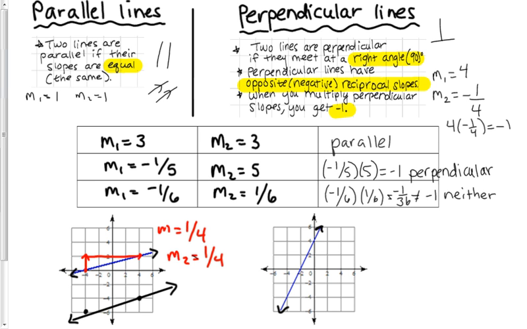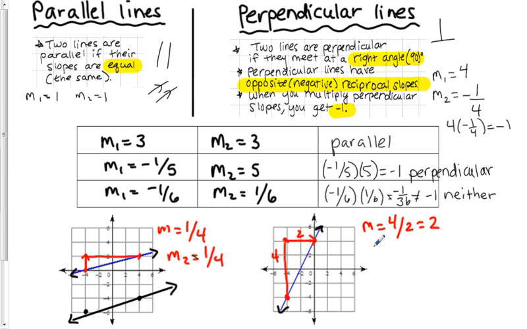Let's look at the next graph. I'm going to find my slope. It's rise over run. So I'm going to start at this point, and I'm going to go to this point. So I rise up 1, 2, 3, 4, and I go to the right 2. So my slope is 4 over 2, which simplifies down to 2.